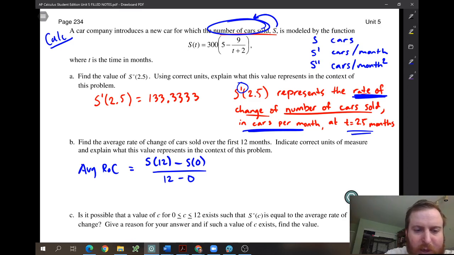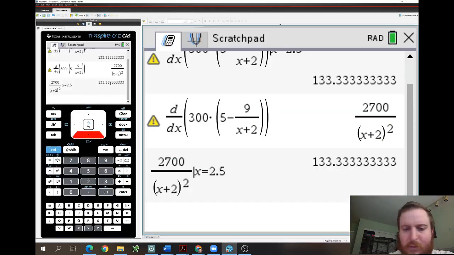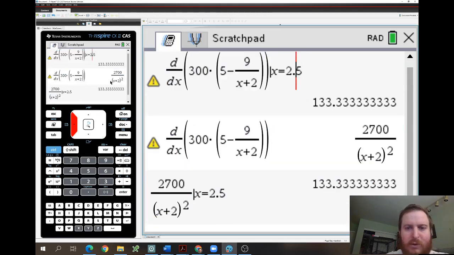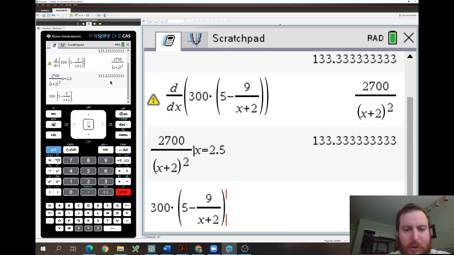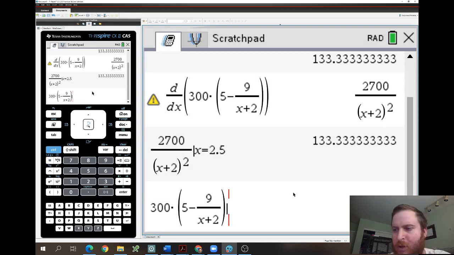So this will become, the original would have been this one here. On our calculator, if we hold down the shift key and start pressing left, it'll highlight this for us. That's the original formula. So I want to do that one at time 12 and at time 0. So at x equals 12.